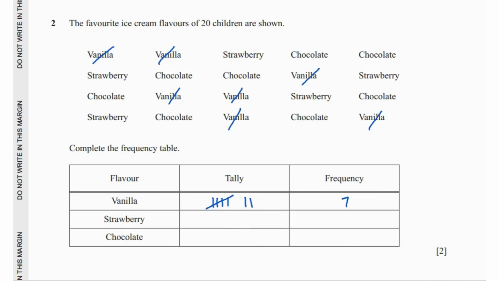Then strawberry is 1, 2, 3, 4, 5. So 1, 2, 3, 4, and cross it out. Then for chocolate, 1, 2, 3, 4, 5, 6, 7, 8. That is your answer.